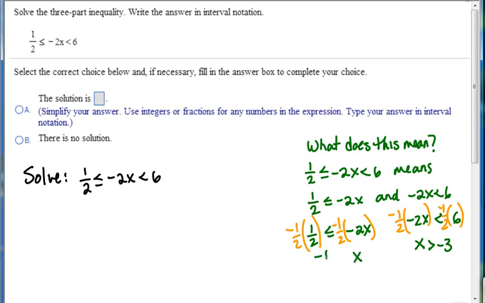X, this would be a negative 1/4. And again, we're multiplying by a negative number, so we need to reverse that direction. And we're going to have an and here. That would be the answer.